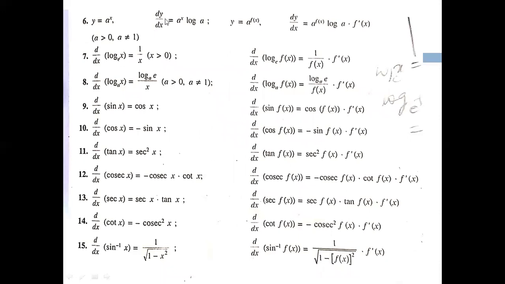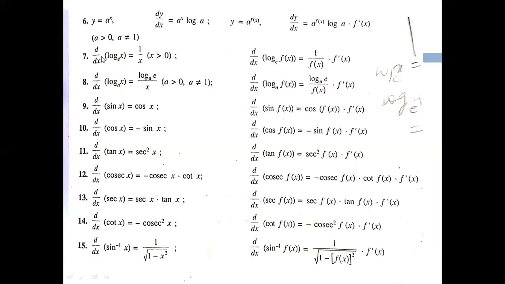Sixth one, if y is equal to a power x, dy by dx is a power x into log a. Then if y is a to the power f of x, dy by dx is equal to a to the power f of x into log a. By the chain rule, the derivative of f of x is f dash x.